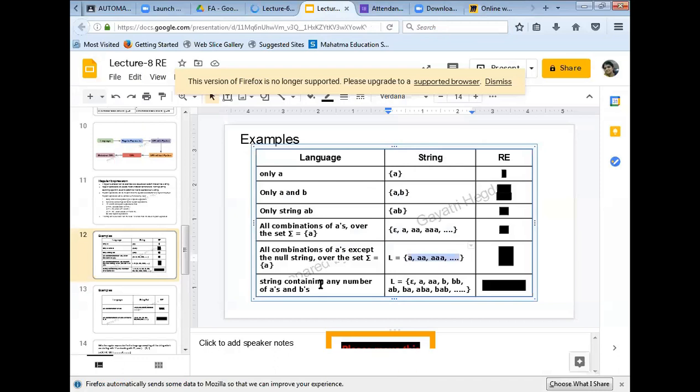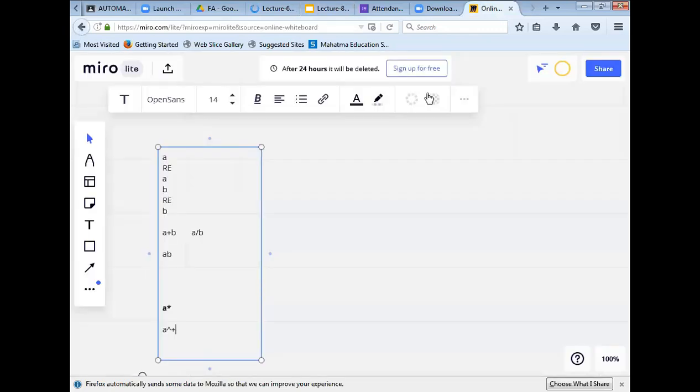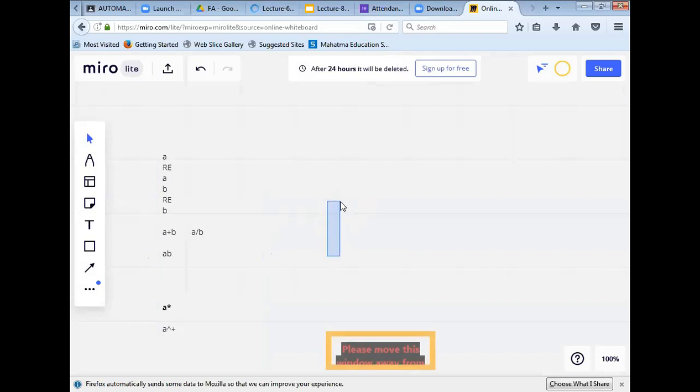Next, string containing any number of A's and B's. What is a string containing any number of A's and B's? That is zero or more number of A's and B's, that is any combination of A's and B's. What do you mean by any combination of A's and B's? See, I can make any combination of A's and B's, right? So, kaise karenge hum log?